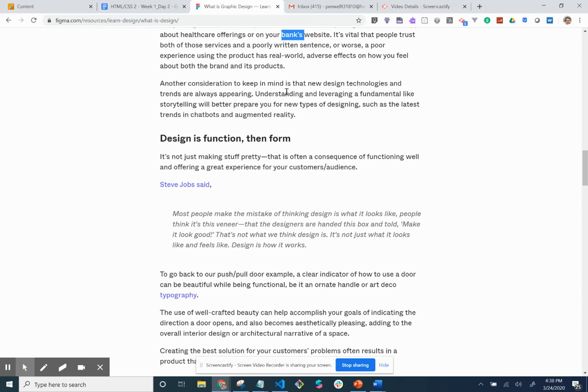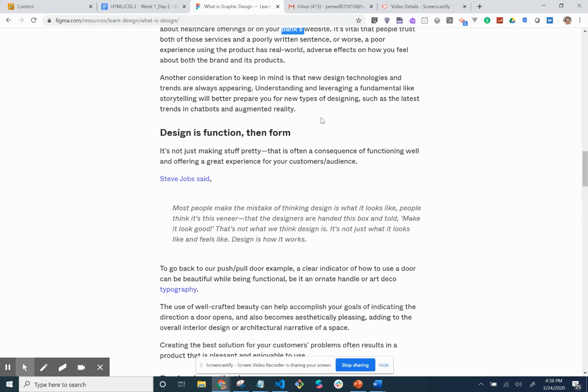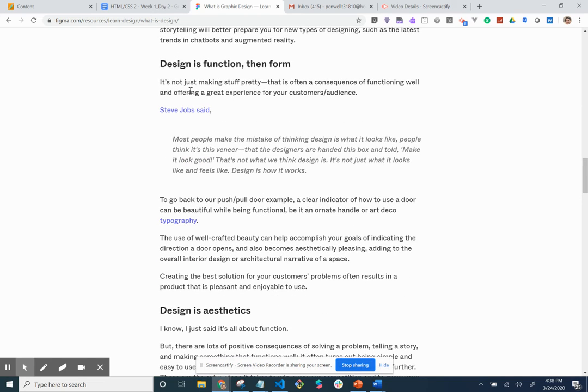Another consideration to keep in mind is that new design technologies and trends are always appearing. So understanding and leveraging a fundamental like storytelling will better prepare you for new types of design. So design is function and then form. It's not just making it pretty. That is often a consequence of functioning well and offering a great experience.